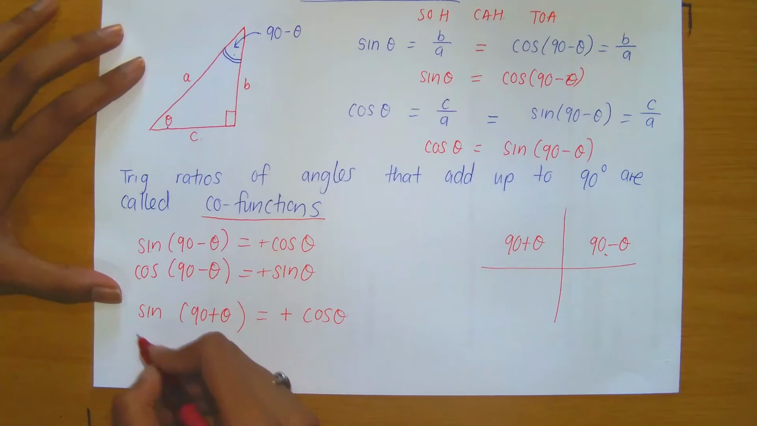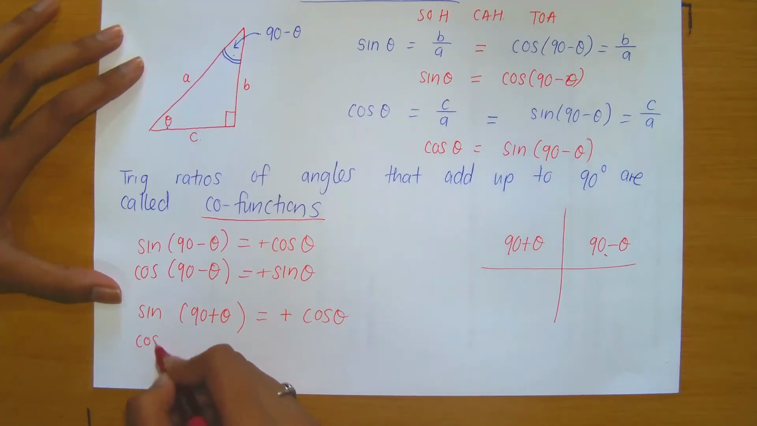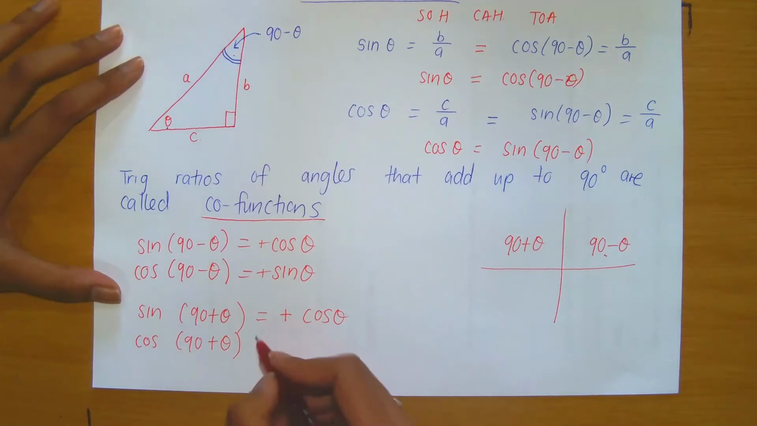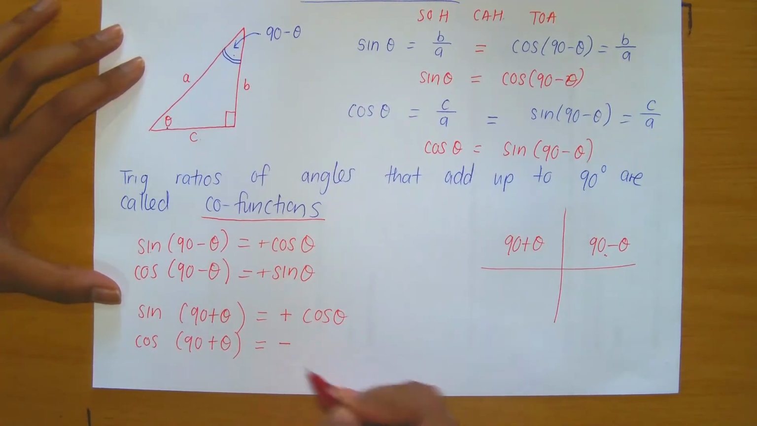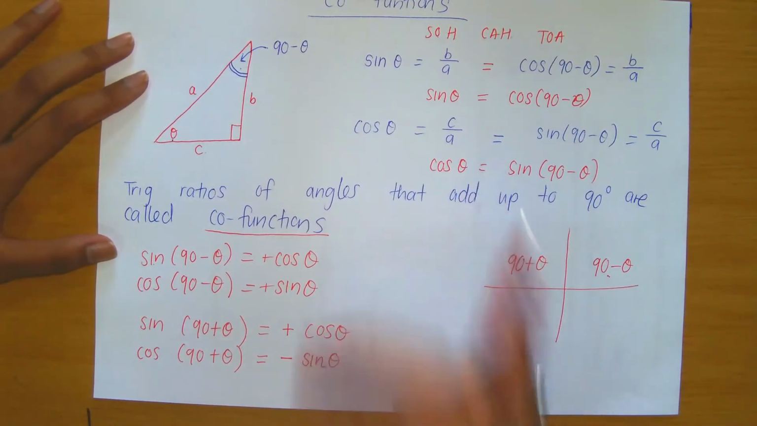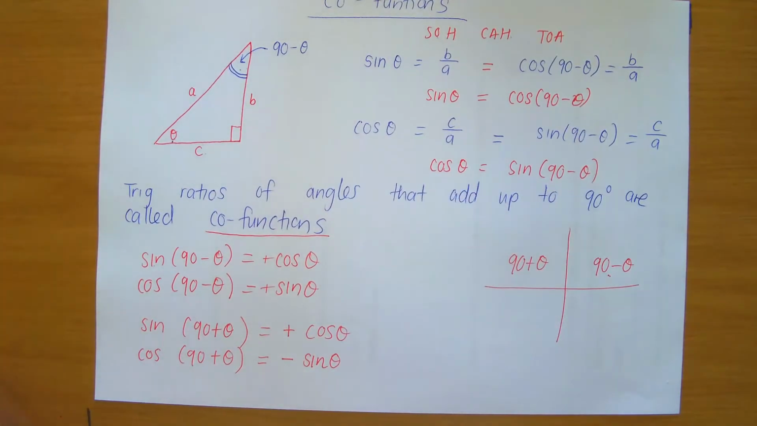Right, and finally, let's discuss cos of 90 plus theta. Again, same reasoning, we are in the second quadrant, only sine is positive, so we get back a negative answer. And since this is a co-function, it's negative sine of theta. So again, important formulae for you to know.